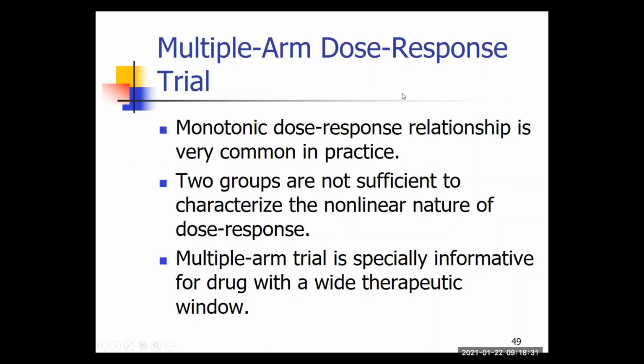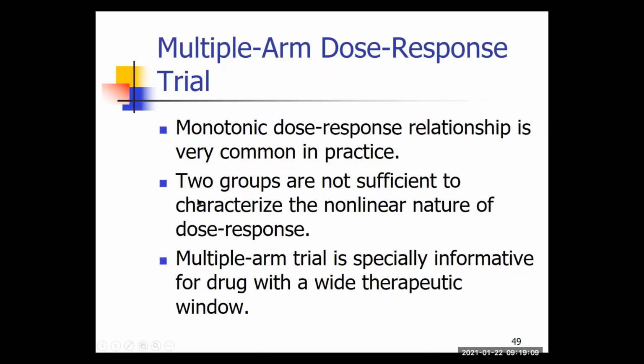So multiple arm dose response trial, monotonic dose response relationship is very common in practice. The only major therapeutic area where you didn't see monotonicity is CNS, central nervous system drugs like anti-anxiety, antidepressant, or anti-schizophrenia. So many of these CNS drugs, you may not have monotonic dose-response relationship. But for most other types of drugs, monotonic dose-response relationship is very common.